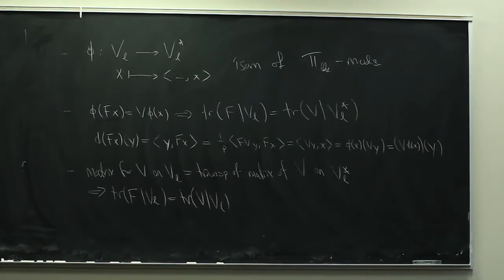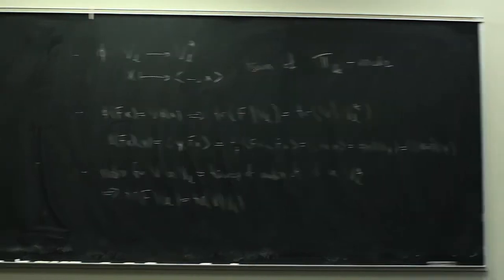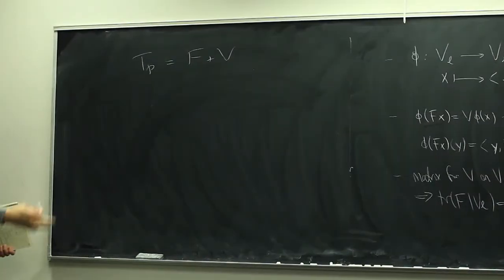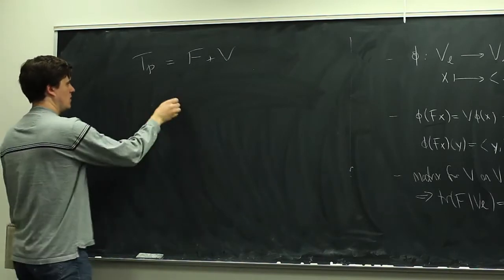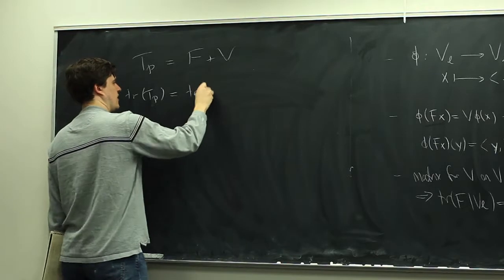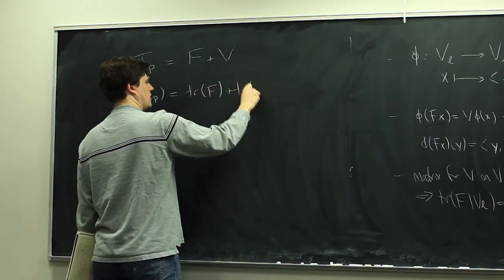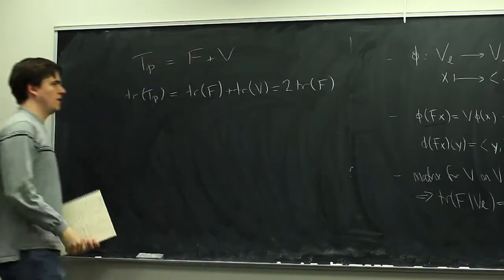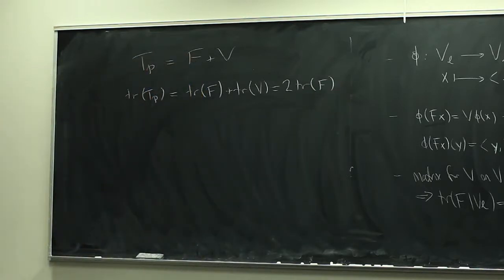And so now I use the Eichler-Shimura relation, and I take the trace of each side as operators on V_L. So here I get the trace of T_p, and here I get the trace of F plus the trace of V, which is 2 times the trace of F. And the trace of T_p is what?